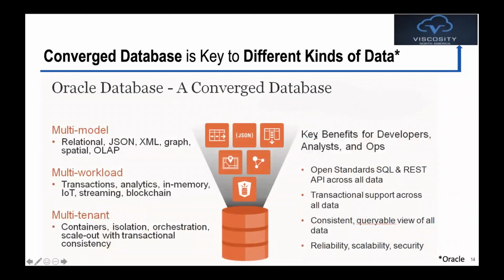But the converged database is key to go into different workloads, whether it's JSON, XML, spatial, graphical, in-memory, blockchain, multi-tenant. Oracle handles all of these data types, and they've been doing it for decades. And now the converged database, where all this is in one place, along with Exadata, if I'm using the cloud, is a huge advantage for Oracle.